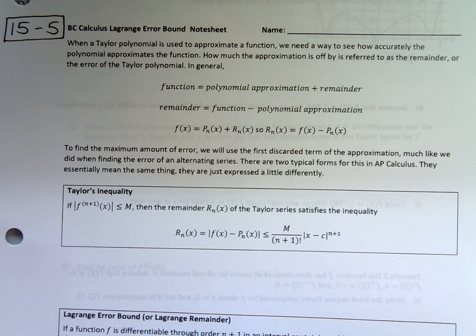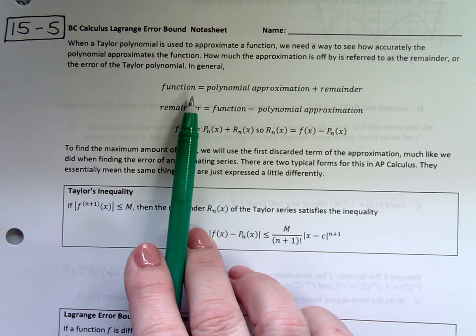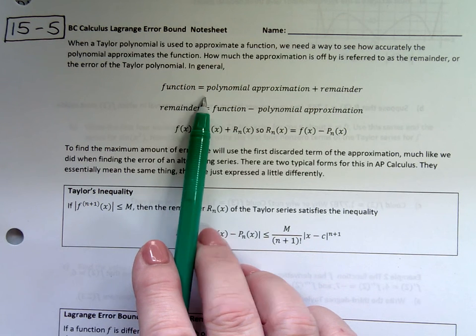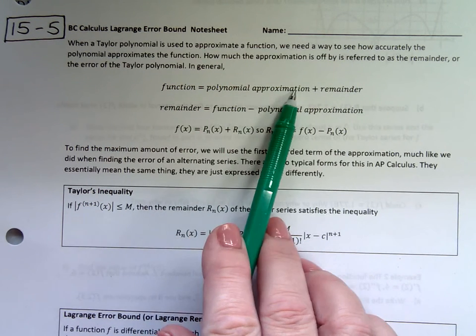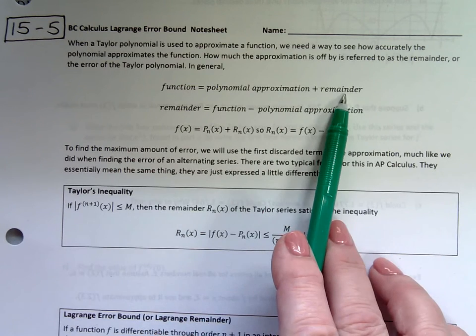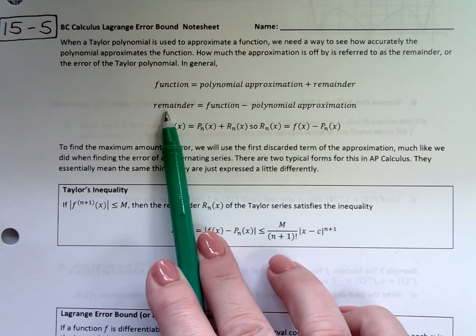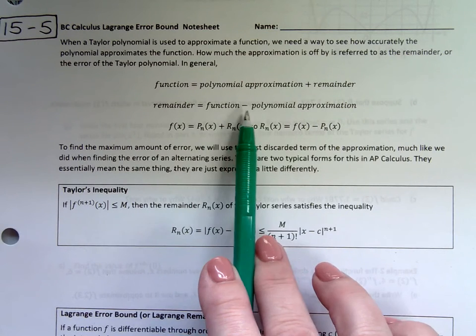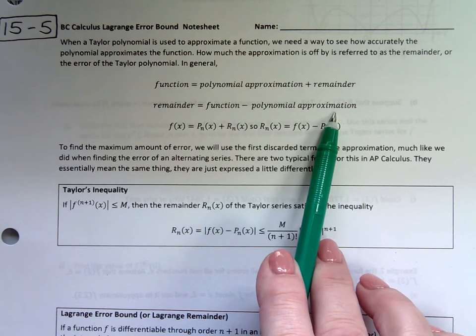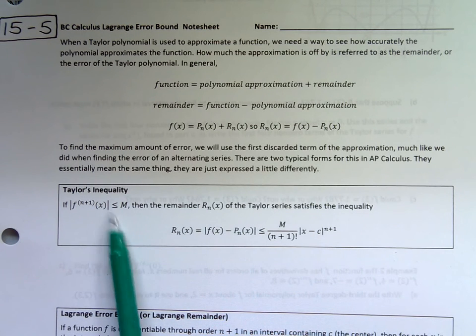of the polynomial. So in general, you've got the function equals, and this is kind of like when you think about long division with polynomials. The function equals whatever the polynomial approximation is, which in our case is a Taylor polynomial, plus the remainder, whatever the remainder is. If I take this and solve for the remainder, then the remainder is equal to whatever the function was minus the polynomial approximation. So here are, mathematically speaking, what these inequalities would be, what these error bounds would be.